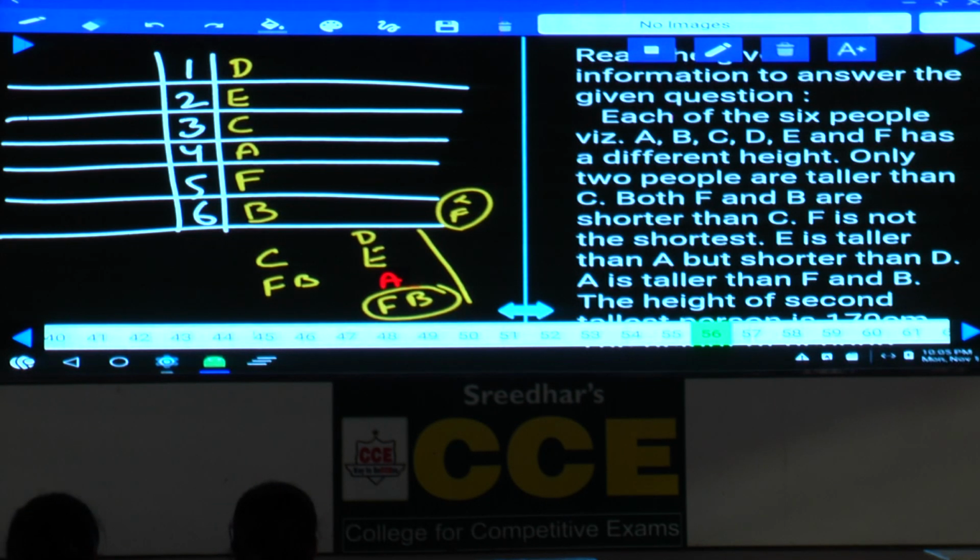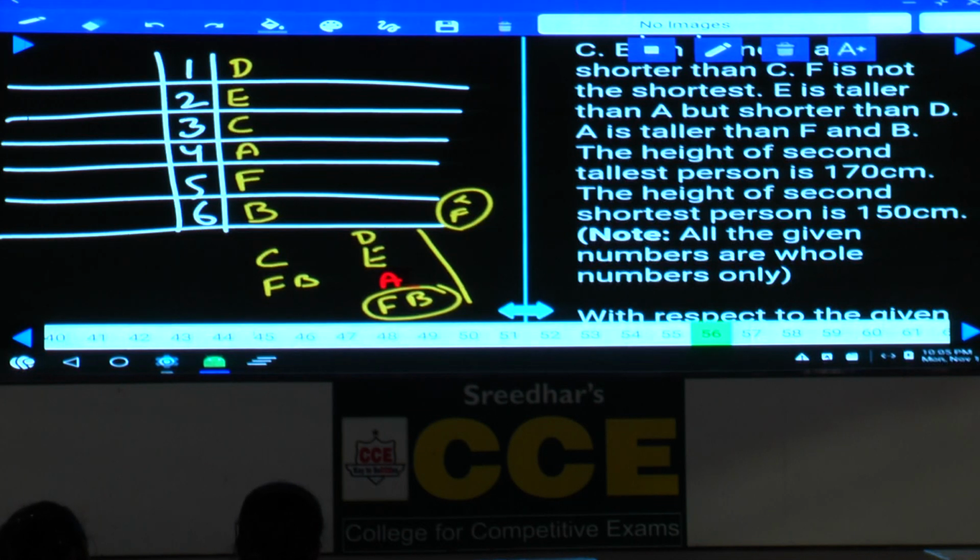Then what is the information we have? The height of the second tallest person is 170, that is E is 170. And the height of the second shortest person is 150, F is 150.